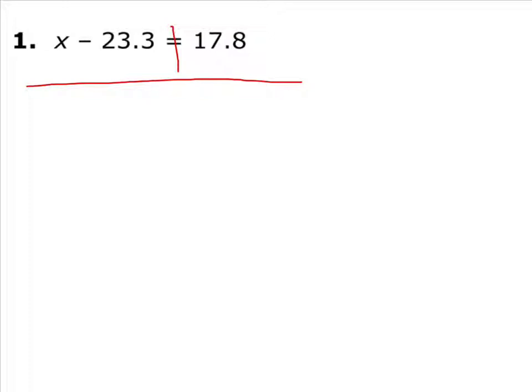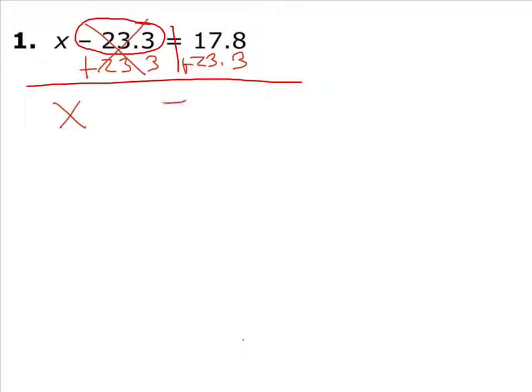Now I also know that I'm going to have to circle my minus 23.3, which means I have to get rid of that minus 23.3. Well, how am I going to do that? Well, hopefully you guys realize by now to get rid of that, we're going to have to add 23.3 to both sides. Over here, my 23.3's cancel, which leaves me with x equals.